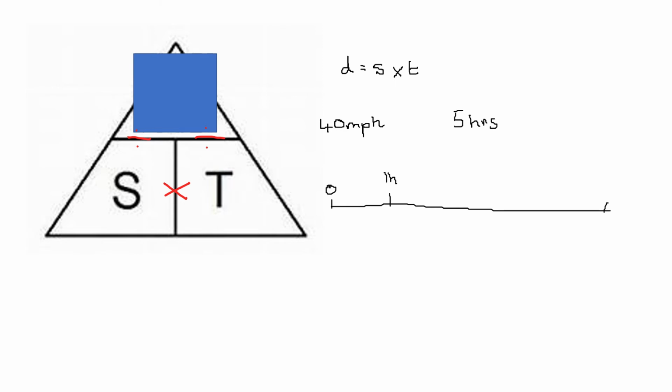So after 1 hour, I'm going to have travelled 40 miles. After 2 hours, I'm going to have travelled 80 miles. And so on, until I reach 5 hours, when I'm going to have travelled 5 lots of 40, which would be 200 miles.